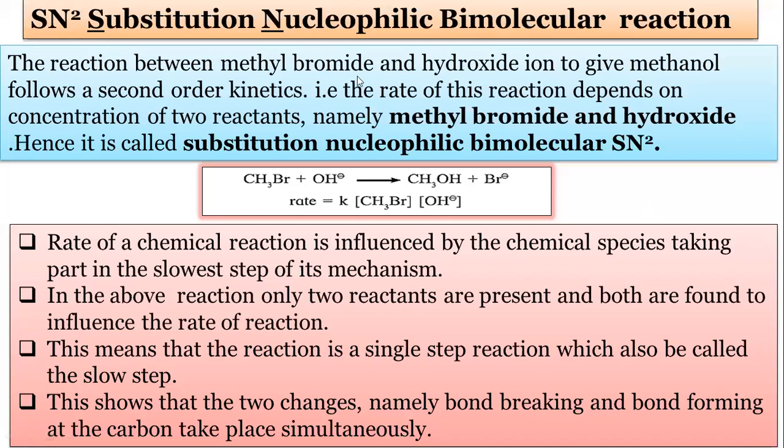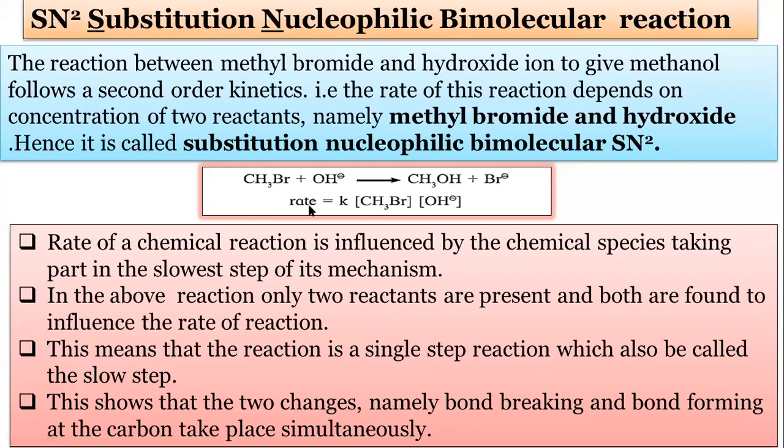SN2 reaction, the name itself gives it: substitution nucleophilic bimolecular reaction. Bimolecular means the rate of reaction depends upon the two reactants. Substitution nucleophilic bimolecular reactions mainly take place when the alkyl halide is primary: methyl bromide plus OH minus. This OH minus nucleophile will be generated either by KOH or NaOH, and we get the product methyl alcohol plus Br minus.